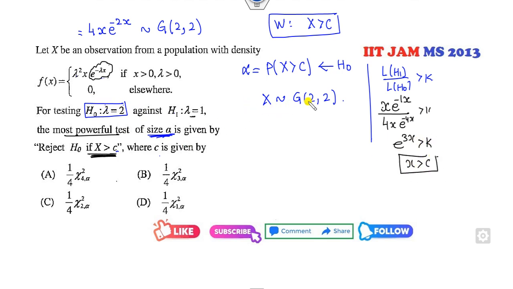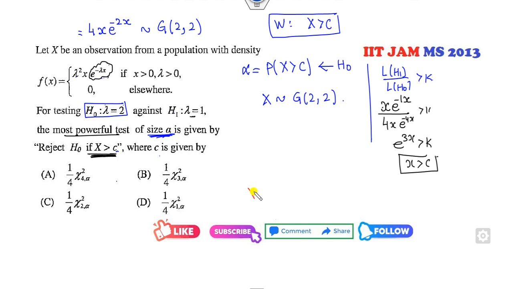How can you relate the gamma with the chi-square? So it's 2 comma 2. How can you think about that? X is greater than c. Okay, fine, it's very simple, I got it. How can you relate the gamma with the chi-square?